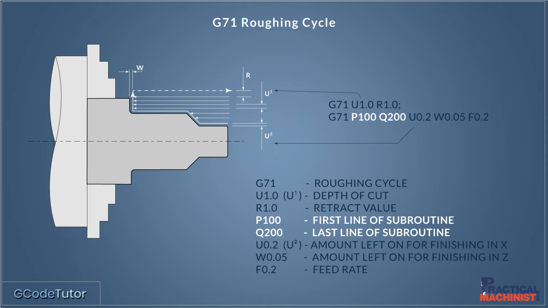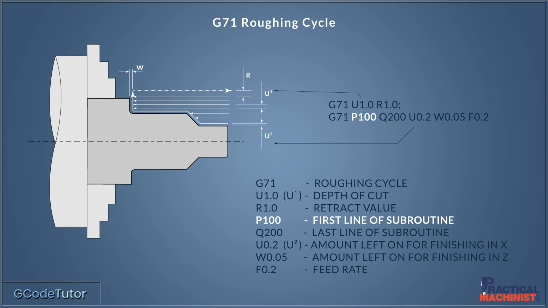Now the profile of the part is written in a subroutine further down the program, normally just underneath these two lines of code. These numbers can be anything. They don't need to be P100, Q200. They could just as easily be P538 and Q825. What is important is that P represents the first line of the subroutine and Q the last line.